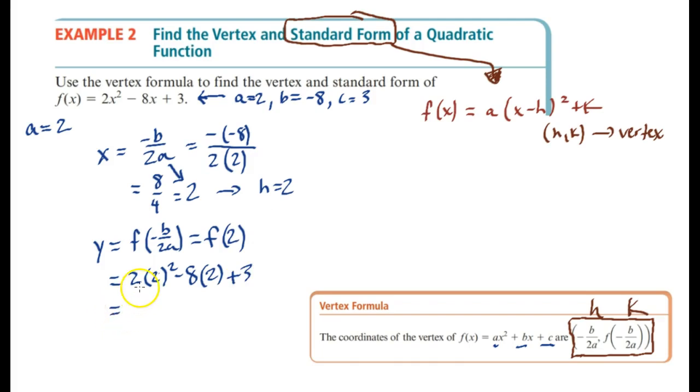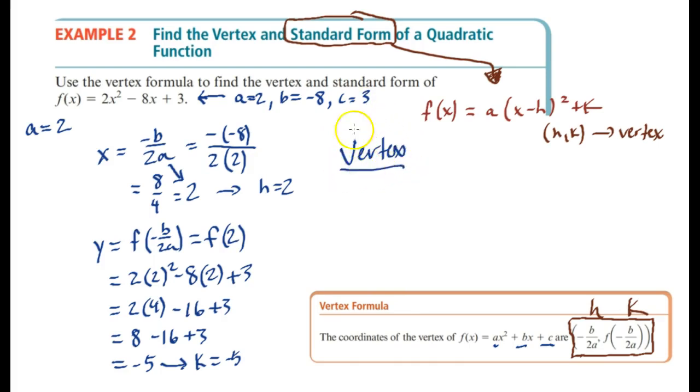So let's simplify this. Square 2, that gives us 4. So 2 times 4 is 8, and 8 times 2 is 16, so minus 16 plus 3. So we get 8 minus 16 plus 3. We want to work left to right now. So 8 minus 16 is negative 8, plus 3 is negative 5. So we've determined that our k value is equal to negative 5. So just to be consistent with what I was doing before, k is equal to negative 5. So we've determined that our vertex is located at (2, -5). The coordinate point is (2, -5).